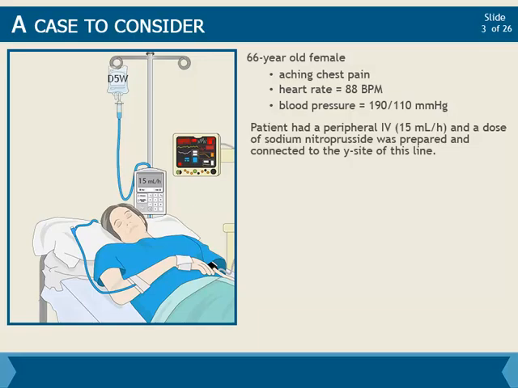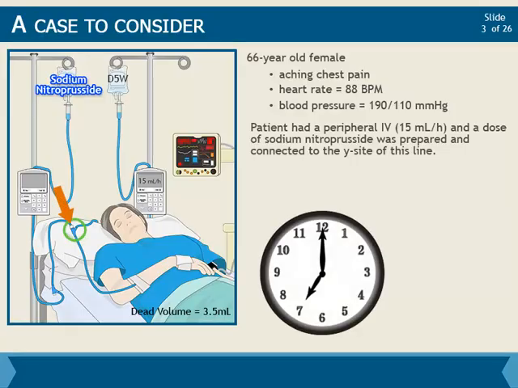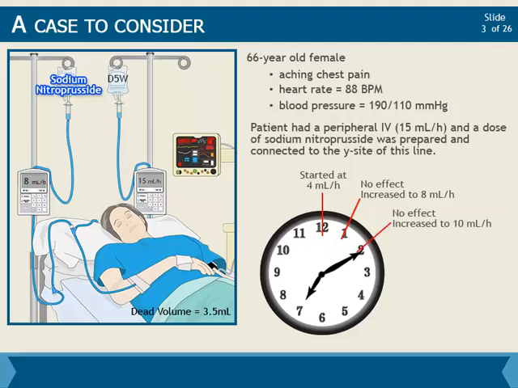The patient had a peripheral IV running at 15 milliliters per hour, and a dose of sodium nitroprusside was prepared and connected to the Y site of this line, as shown in the image. The sodium nitroprusside was started at 4 milliliters per hour. After 5 minutes, and no effect on the patient's condition, the caregiver increased the rate to 8 milliliters per hour. After another 5 minutes and still no effect on the patient's blood pressure, the caregiver increased the rate to 10 milliliters per hour. A minute later, the patient was suddenly dangerously hypotensive.